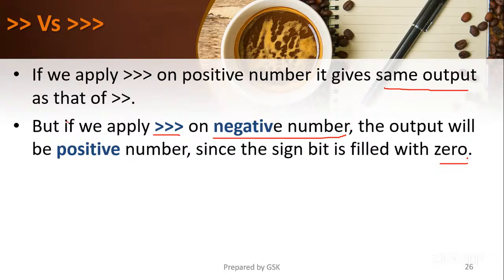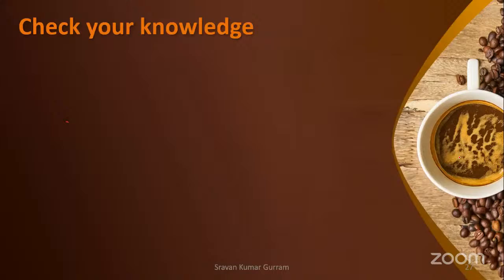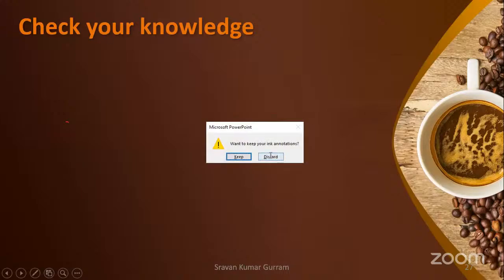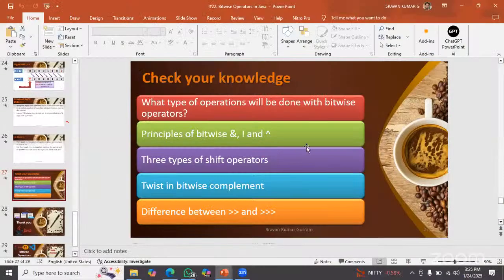In the signed right shift operator, whatever the input, the output is the same sign. Negative input, negative output; positive input, positive output. But coming to the unsigned, if the input is a negative number, the output is a positive number. Okay, remember this. So this is about the bitwise operators, a very, very important concept. Before going to the control statements concept, that is also a very frequently asked question for 20 marks.